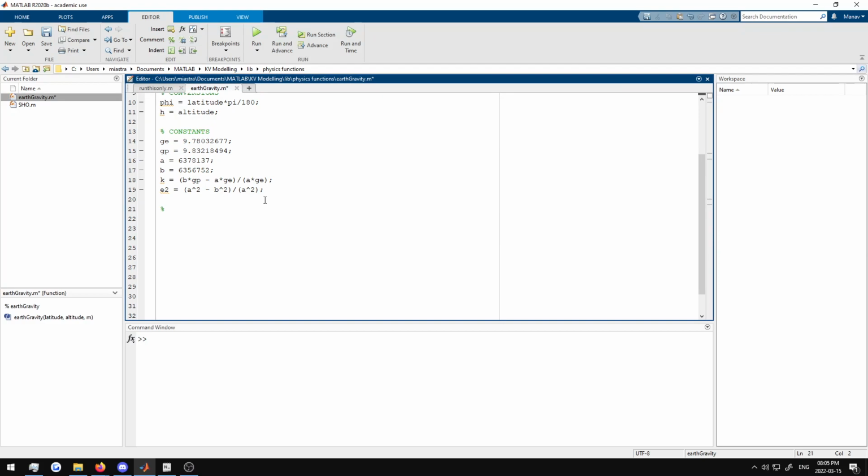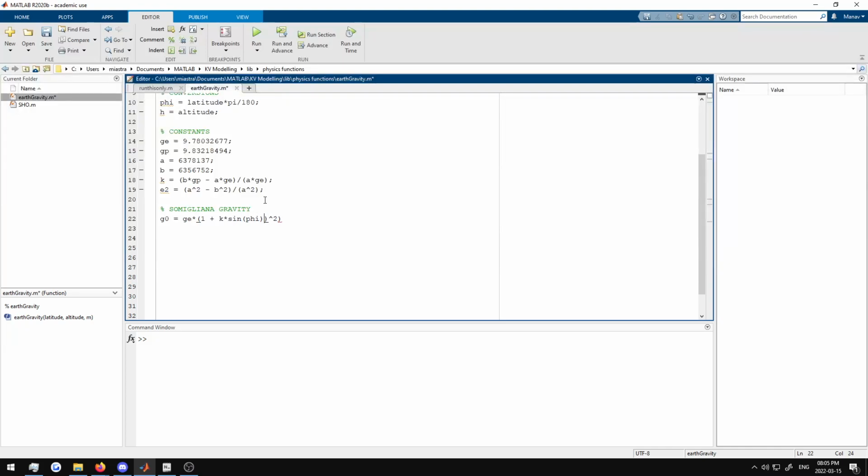So there we have the constants. So we will calculate the Somigliana gravity. I'm sorry if I'm saying that wrong. And this value, we're just going to go straight from the equation. So we're going to call it G naught, and it's going to be equal to GE times 1 plus k times the sine of phi squared.